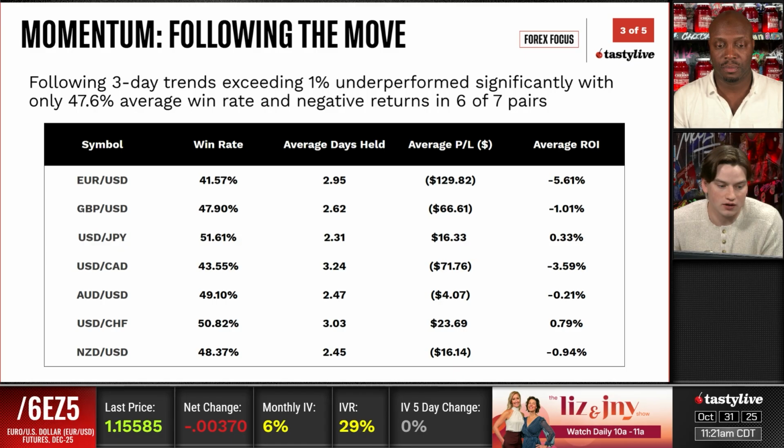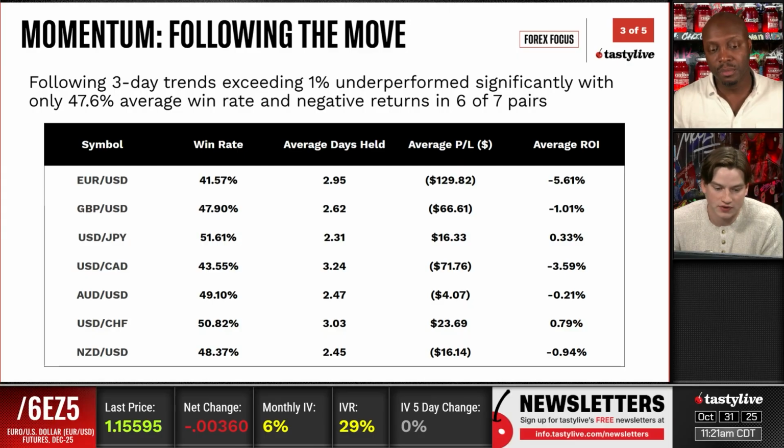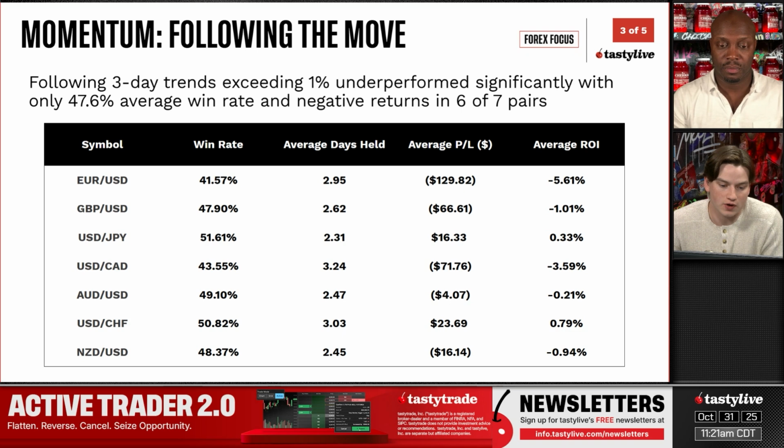A lot of them are negative. Dollar yen, USD/JPY, also a little bit favoring these momentum strategies. But in terms of average P&L and average ROI, very muted on those momentum trades. Average days held tells you, we had a max of 5 days for this study, but usually, if you're following the momentum, you're in and out within 3 days.